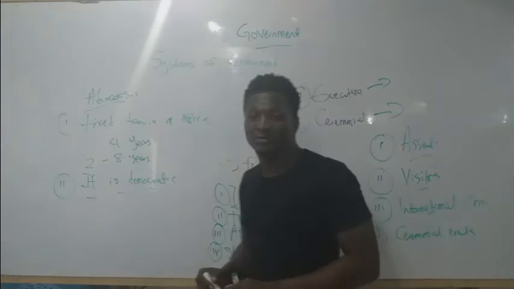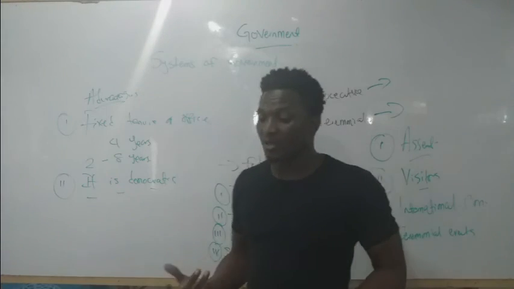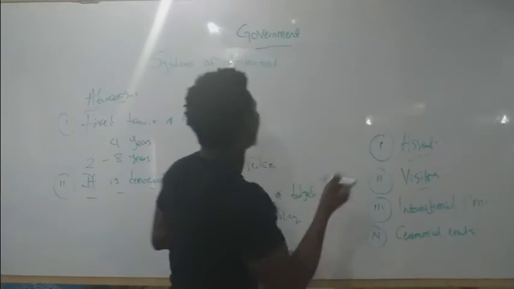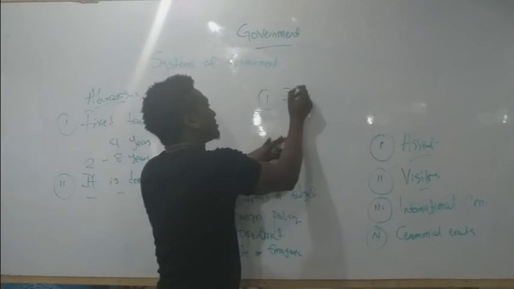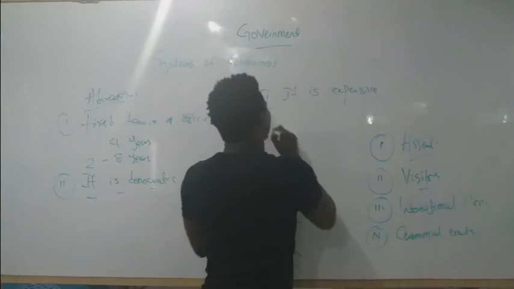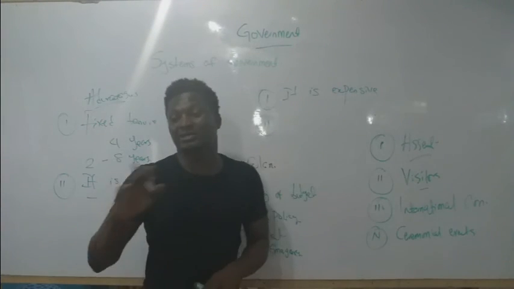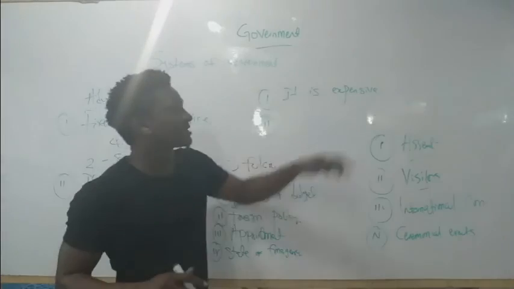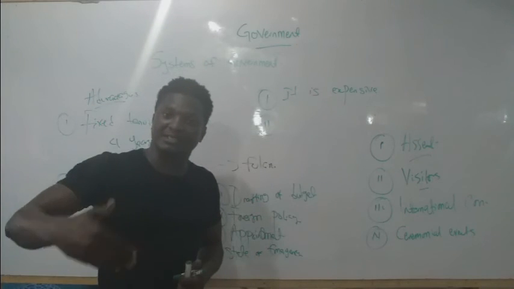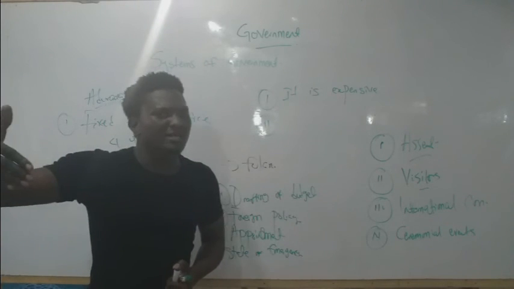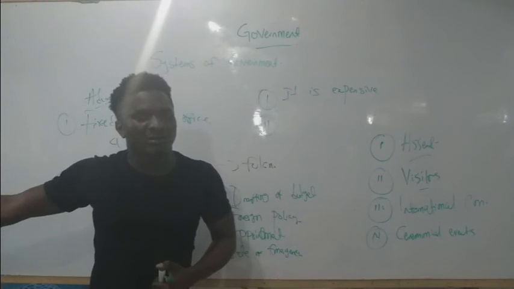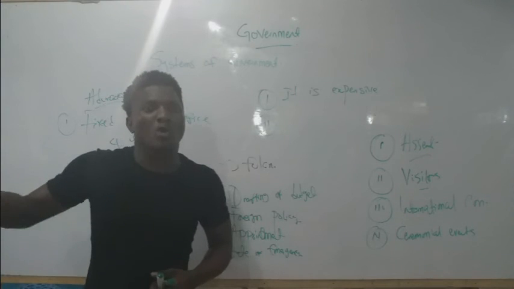Very fast, disadvantages of presidential system, or the demerits of presidential system of government. Number one, it is expensive to operate. Just so you know, Nigeria has the most expensive democracy in the world. You will find that a president has so many aides and assistants, and those assistants also have assistants.